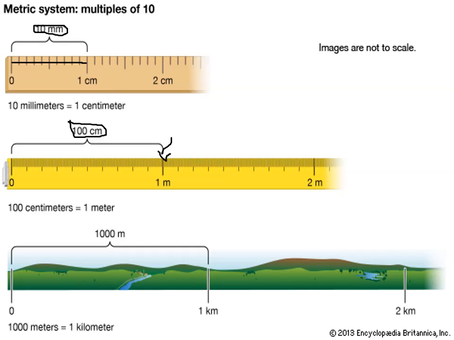And then finally, we have 1,000 meters makes up 1 kilometer. And a kilometer we could think of as being kind of like a mile. It's probably closer to something like a half a mile, but it's kind of a long distance.